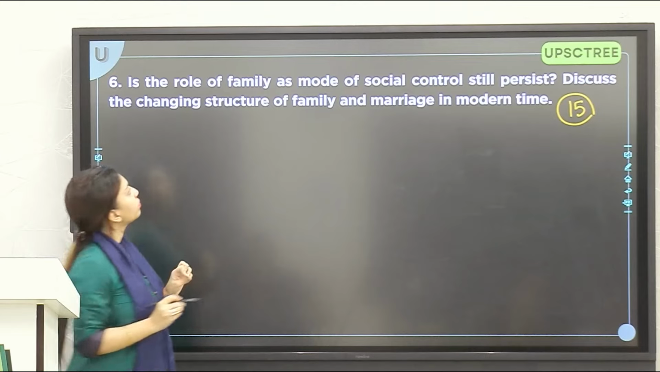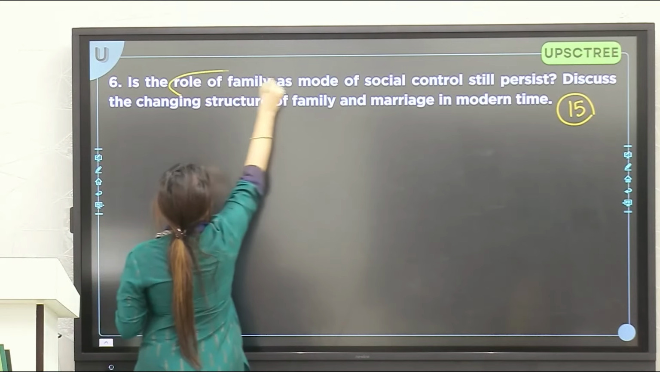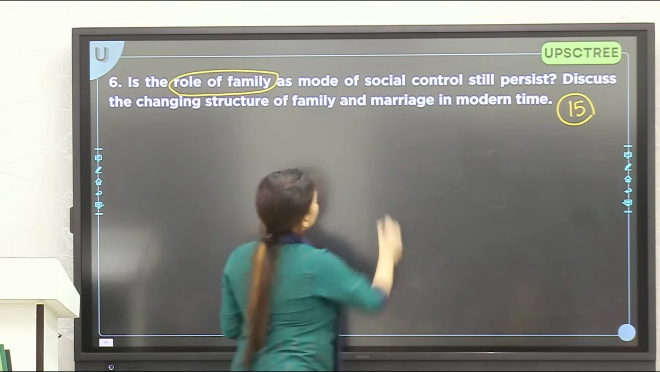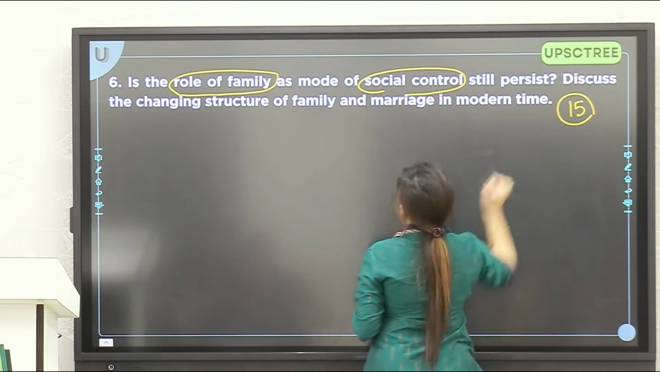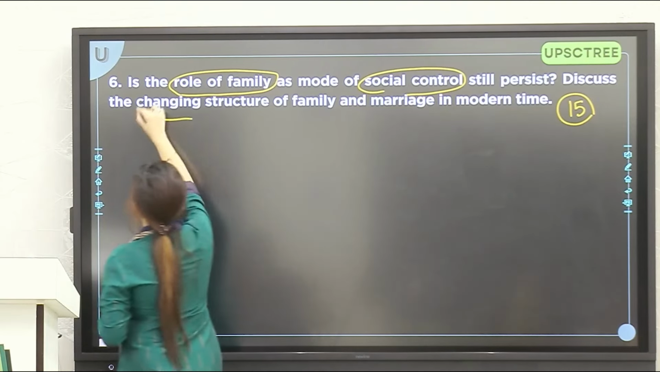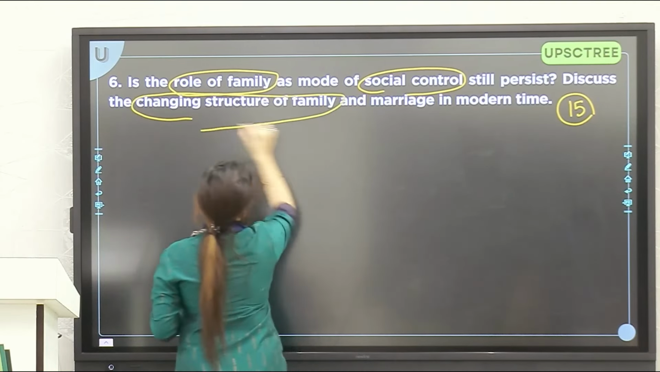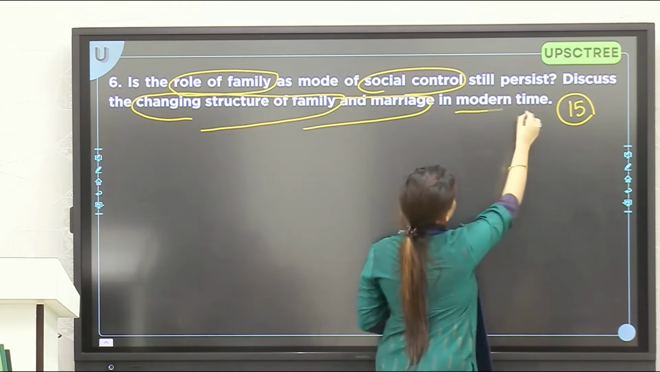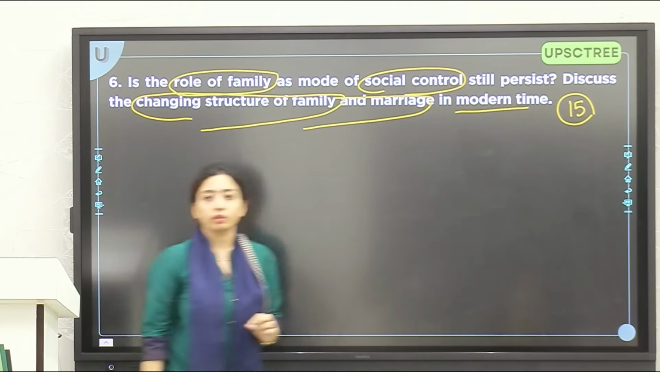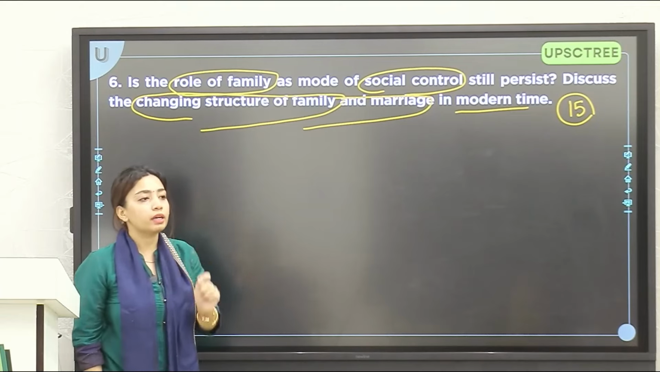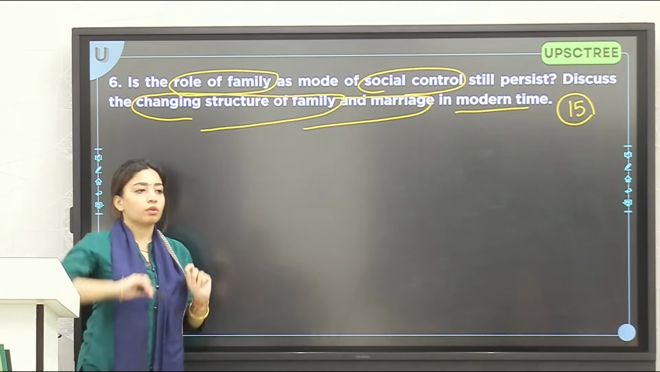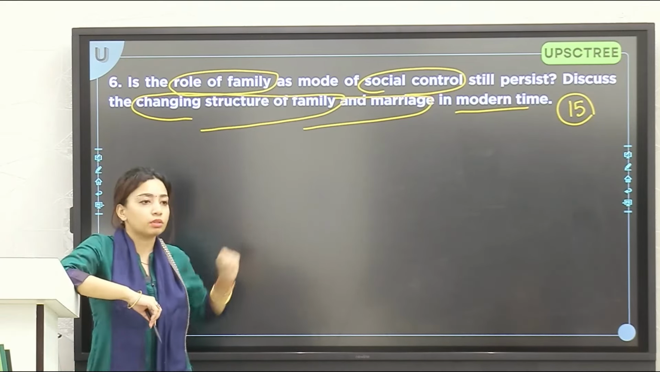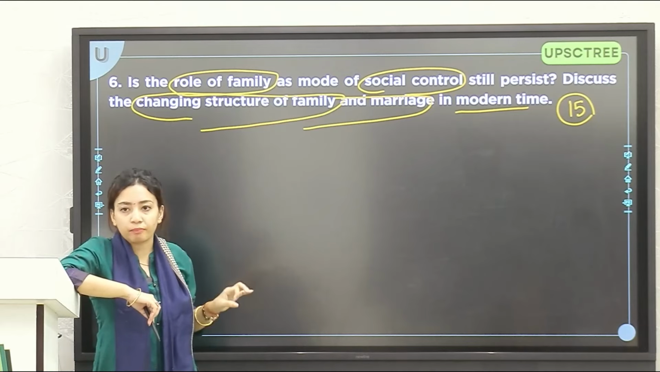First is role of family. Next one is social control. Then changing structure of family and marriage. Then next one is modern times. Okay, so you have to first identify what are the keywords. Your approach to answer should be through these words.